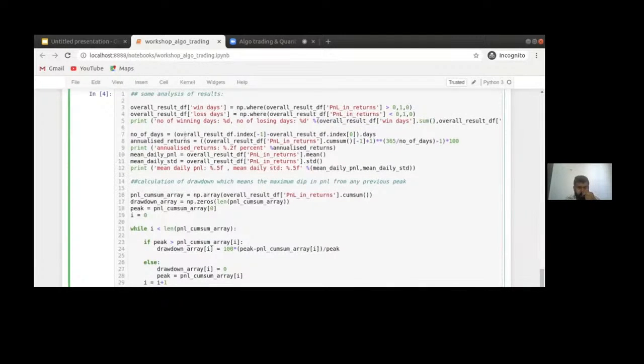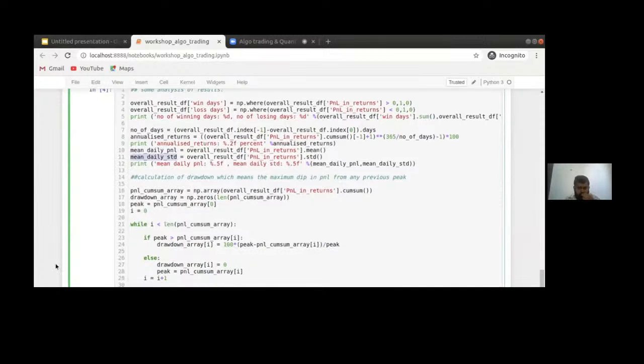Then I calculate annualized return, and then I calculate mean daily PNL, the Sharpe and all this, and the mean daily PNL standard deviation. Yeah, and then comes one of the most important metrics to test a strategy, which is drawdown.